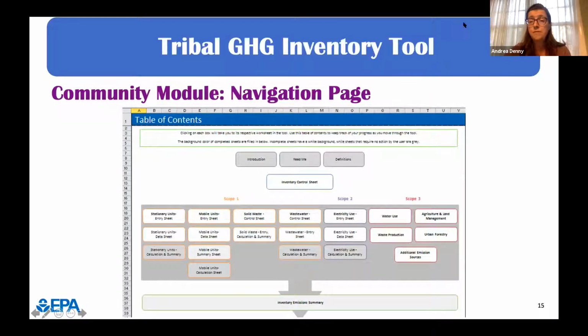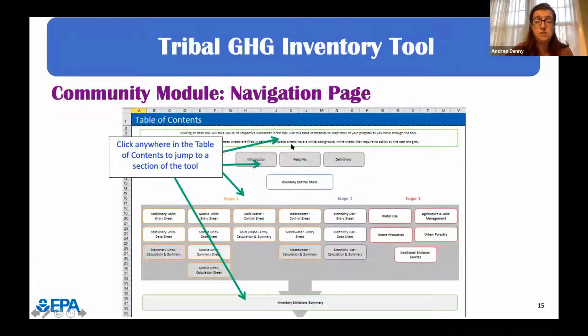So when you come in, you go to this navigation page or this table of contents page, and this can be used to navigate around the tool. These are actually clickable buttons. If you click on them, it will jump you to that section of the tool, and you can navigate that way. You can also just navigate. There's tabs along the bottom that you can use to navigate.